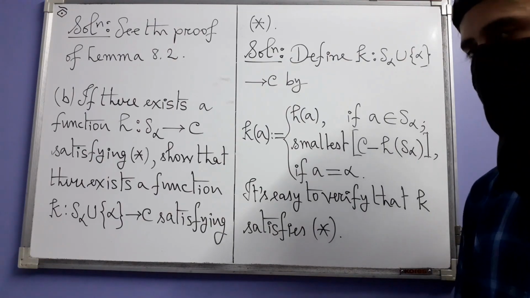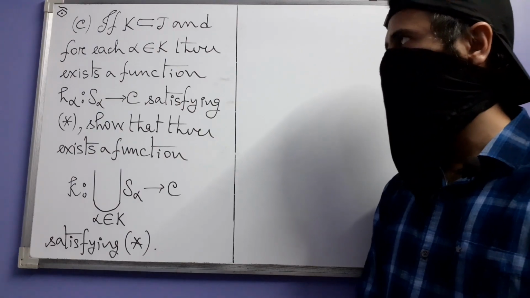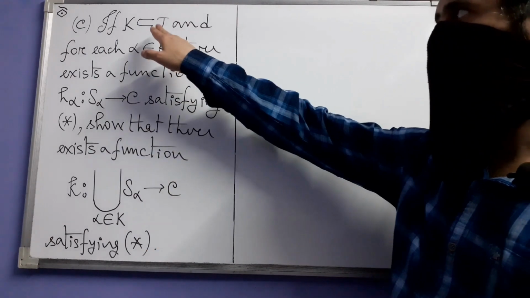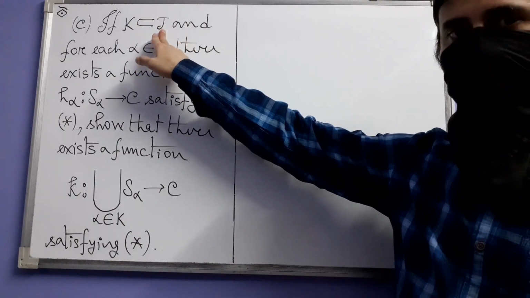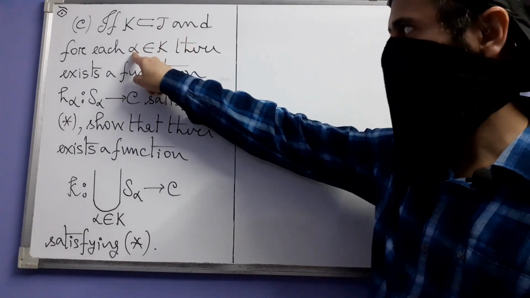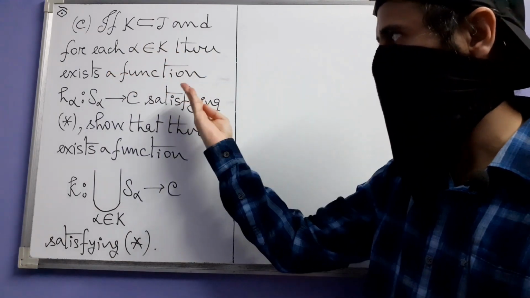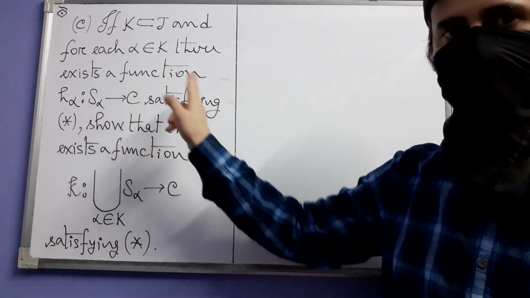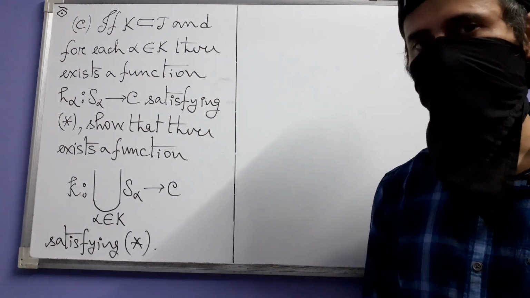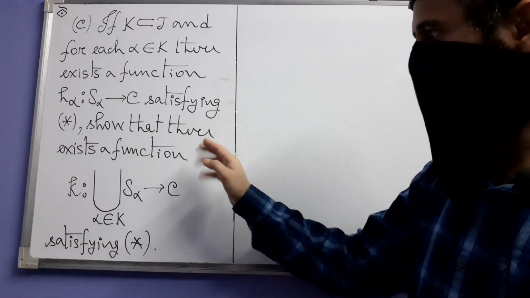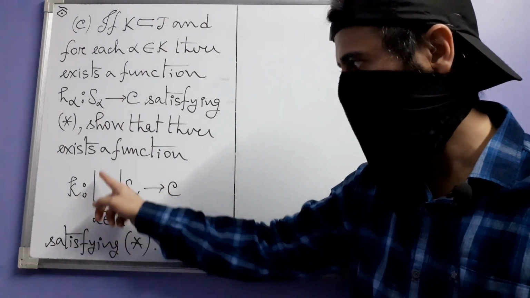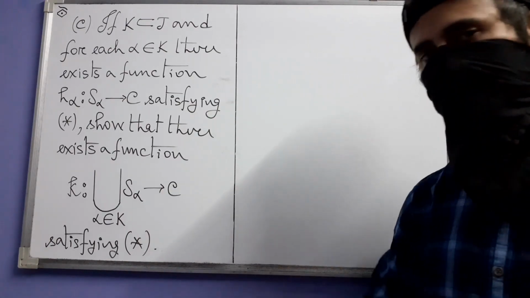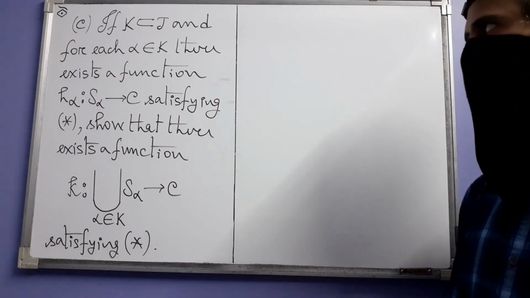Next, this is part C. In part C, we have a subset K of the original set J. And for each element alpha in K, there exists a function H alpha from the section S alpha into C, which satisfies condition star. Then we have to show that there exists a function K from the union of all these sections S alpha into C, which also satisfies star. Let's see the solution.